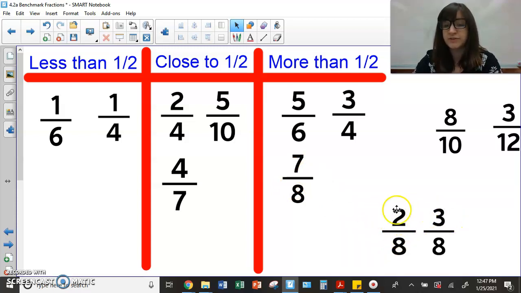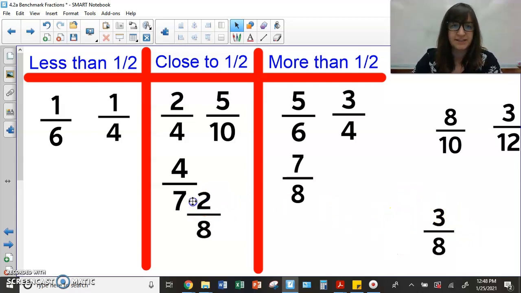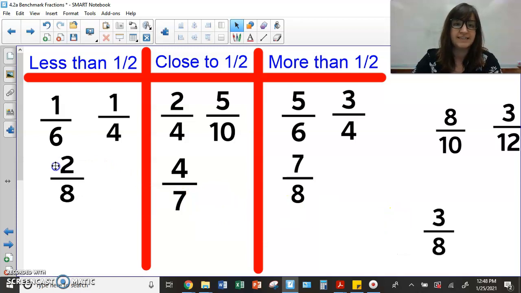Okay, these are very close to each other. We know that they're both less than half. And we can confidently say that 2/8 is 2 less than half. So I would go ahead and put this in this category over here, the less than half category.